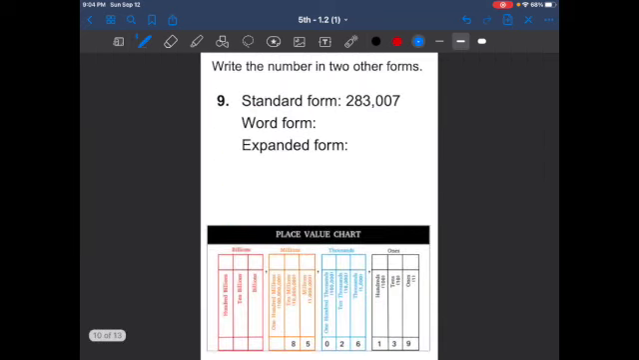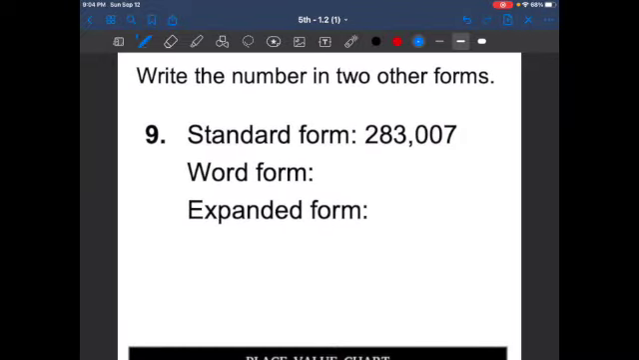This time we're going to switch it up a little bit. We're going to change it into two different or other forms. Okay. So we have the standard form. Standard form is what you're used to. You see the number, and then you just kind of say it out loud. So what number is this right here? We have 283,007. 283,007. Now, how do we write that in word format?